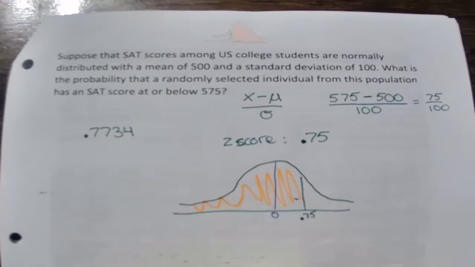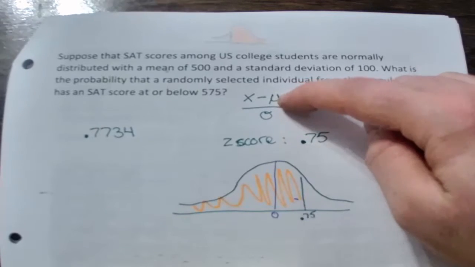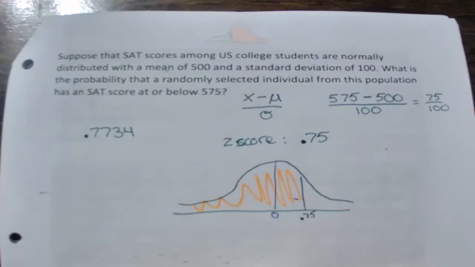So now we're doing this problem where it says, suppose that SAT scores among U.S. college students are normally distributed with a mean of 500 and a standard deviation of 100. What is the probability that a randomly selected individual from this population has a SAT score at or below 575? So the idea with this one, first you have to find your z-score. So we plugged in 575 for the x, 500 for the mean, and 100 for the standard deviation. When I do this, I get 75 over 100, which is 0.75.